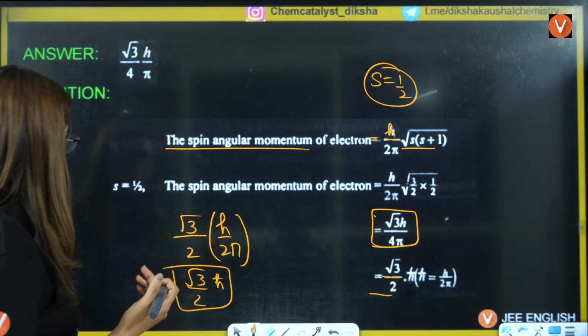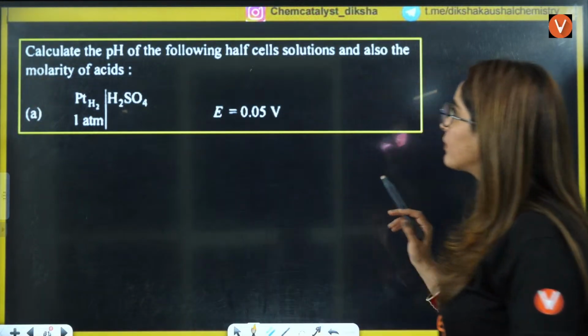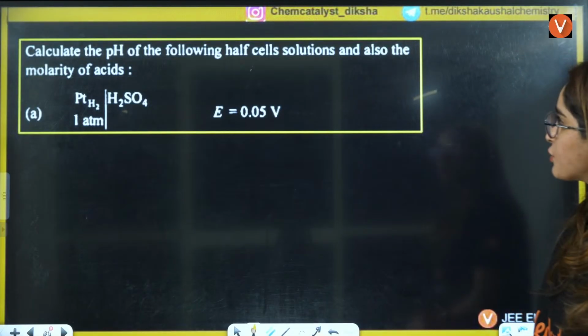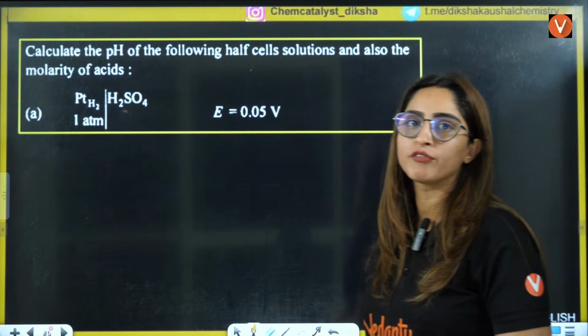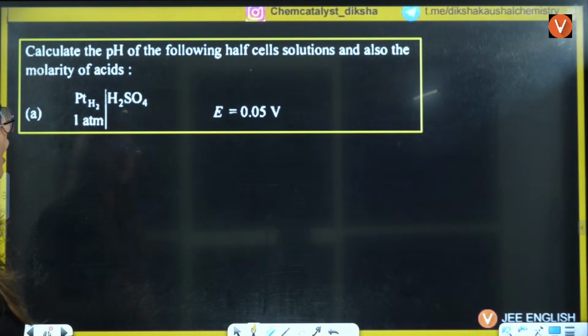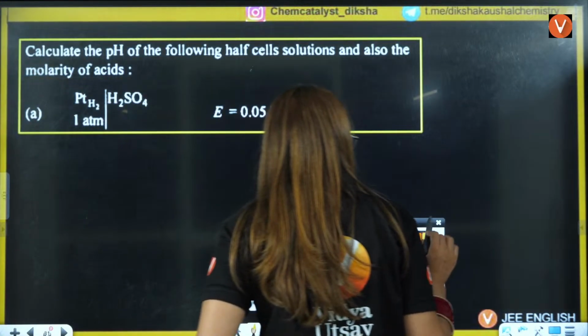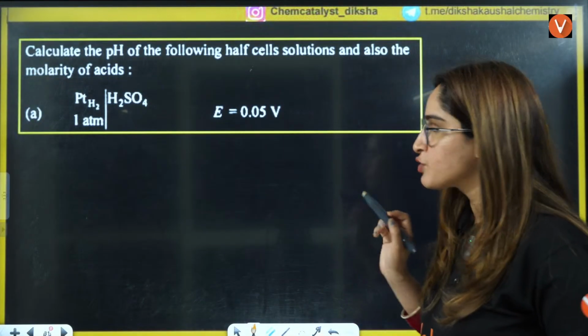Okay, right? Now next is calculate the pH of the following half cell solutions, and also the molarity of the acids. Two things are given to you. They have asked you the pH of the following cells and also the molarity of the acid. So if you see this here, right?